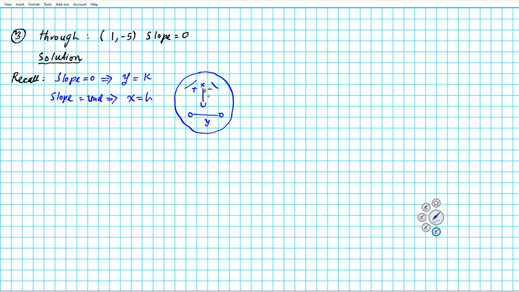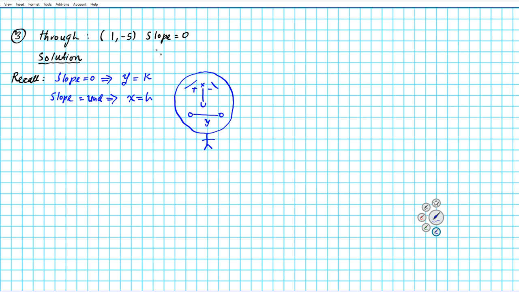Mr. Slope guy tells you if you have a vertical line, it's x equals something, and it's undefined slope, just like we have here. And then if you have a horizontal line, the slope is 0, and it's going to be y equals something. All right.